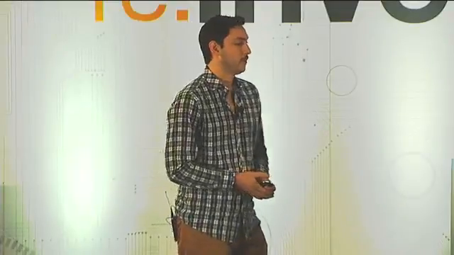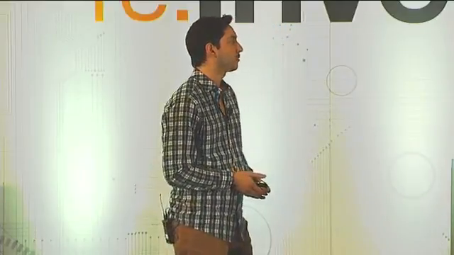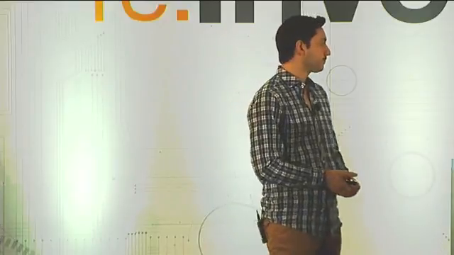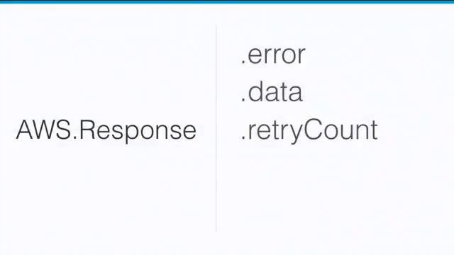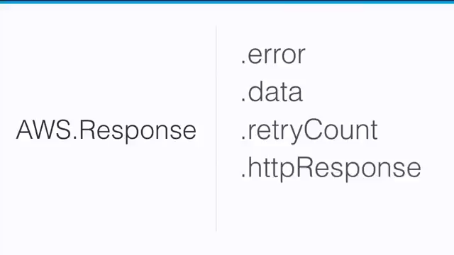Similarly, the response has a bunch of properties on it. There are fewer on this one. Mostly the ones you are going to be interested in are the .error property and the .data property, and those are the error and data properties that get passed in the callback. We also have things like the retry count, if you're interested in how many times a request was retried before it succeeded. There's also the low-level HTTP response property, where you can dig through what the server actually sent back. And again, there's more you can look at in the documentation.